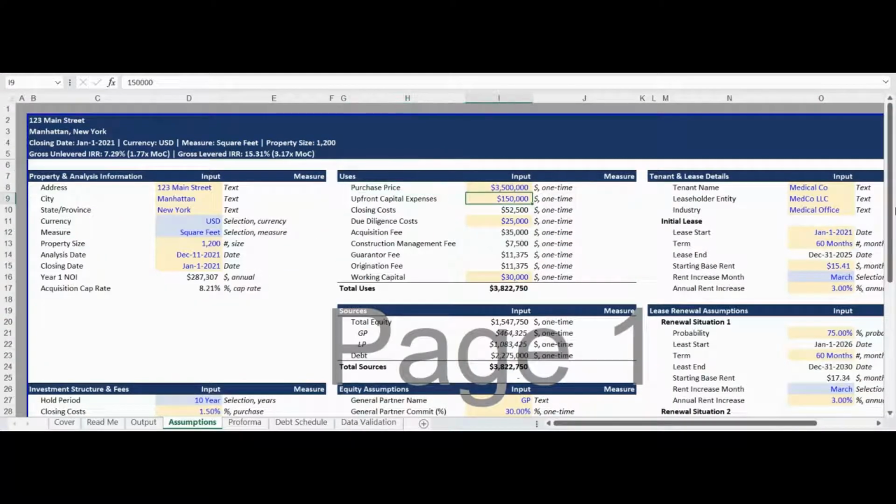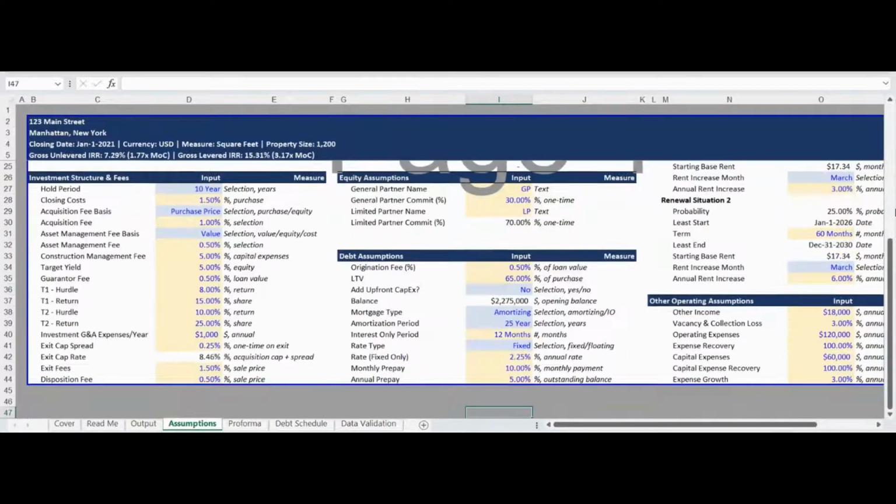The sources and uses for the investment are outlined next. Most items automatically calculate for the uses and all sources automatically calculate. Uses inputs include the purchase price, upfront capital expenses, due diligence costs, and working capital. Equity assumptions are input next including the pro rata share of general partner and limited partner equity.